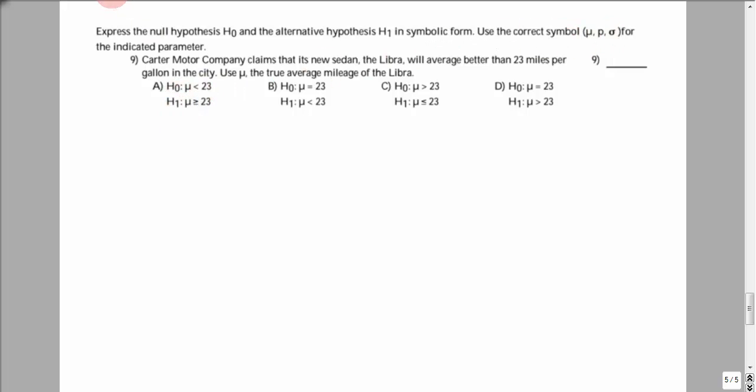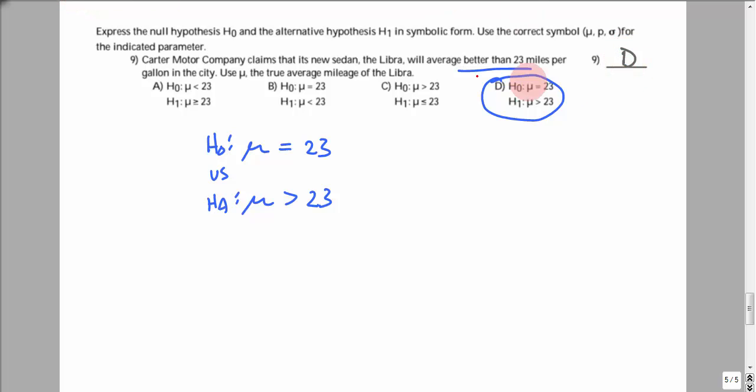Okay, so to get started here, it says the Carter Motor Company claims that its new sedan, the Libra, will average better than 23 miles per gallon in the city. Use mu, the true average mileage of the Libra. So when we're talking about H0, remember, H0 always has an equal sign. They're telling us to use mu, better than is greater. So 23 miles per gallon is the number that they give us. Let's see which H0 and HA match here. Looks like it's letter D.